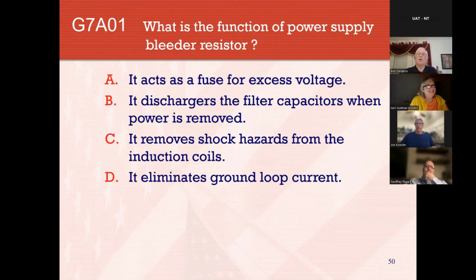I'm sorry. Well, the function of a power supply bleeder resistor. Remember we talked about that? We had the filters there, and then the bleeder resistor. The sole purpose of that bleeder resistor was to do what to the capacitors? To discharge them, right?